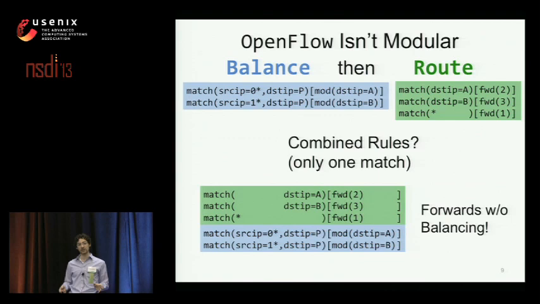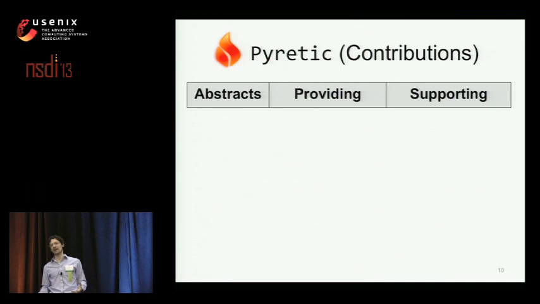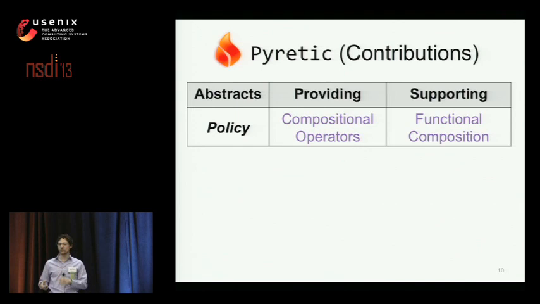But our Pyretic system does this and far more. The way in which Pyretic approaches the problem is by providing abstractions to the programmer. The first abstraction we provide is we abstract the notion of policy to bring it up a little bit higher, which lets us provide sequential and parallel composition operators that let you do all sorts of neat functional composition. But we don't stop there.